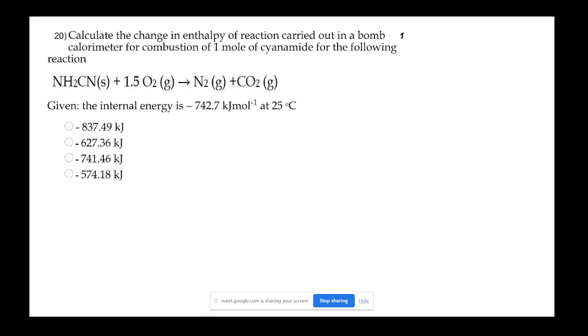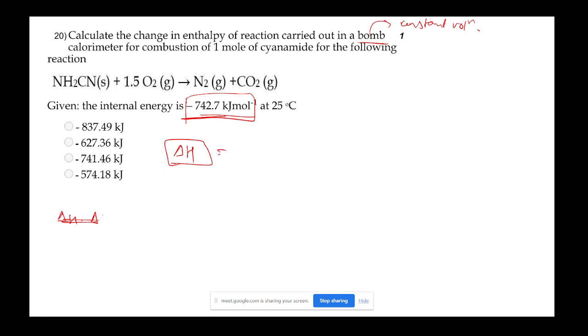Now moving forward to the next question. Calculate the change in enthalpy of reaction carried out in a bomb calorimeter for combustion of 1 mole of cyanamide for the following reaction. So here again you need to find delta H. Now here the heat of reaction, or the internal energy, is given. The reaction is carried out in a bomb calorimeter, which means that it is performed at constant volume.